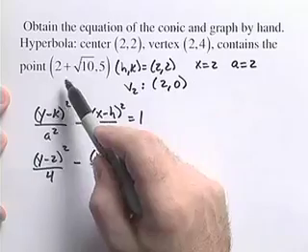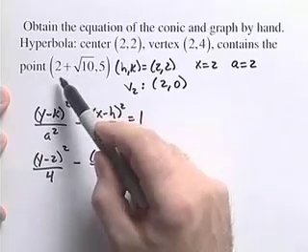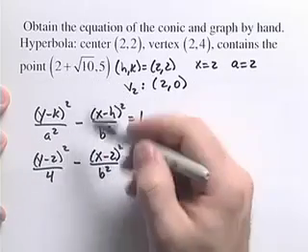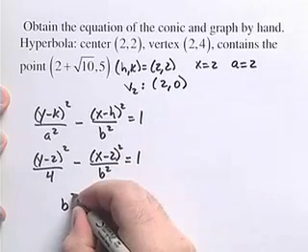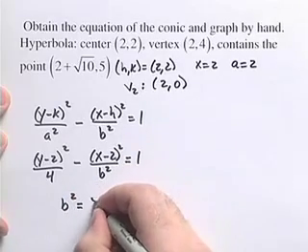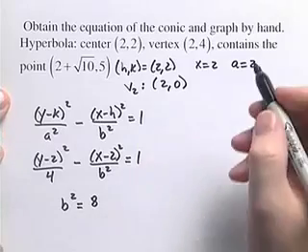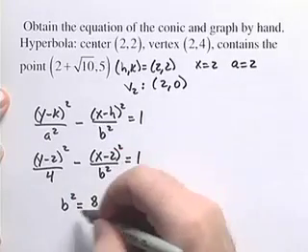We know that the graph contains this additional point. There's an x value and a y value. We could plug those into our equation. If we do that, we'll find out that b² is equal to 8. a² is 4, b² is 8.